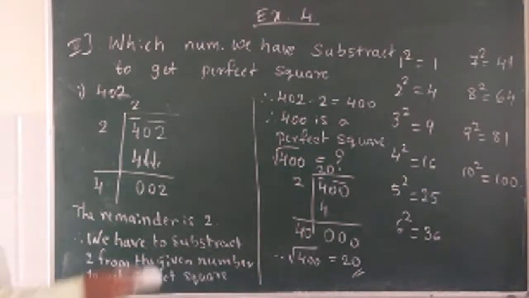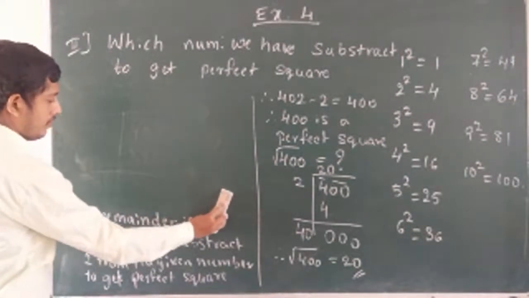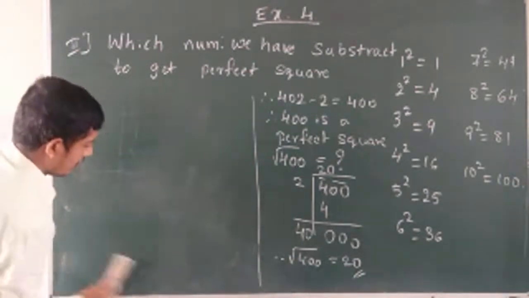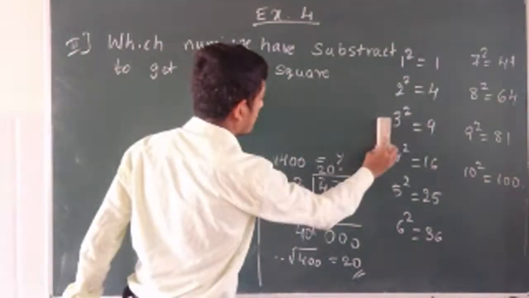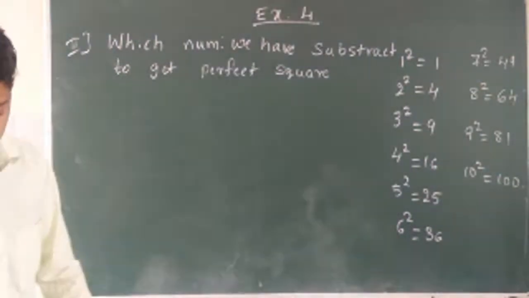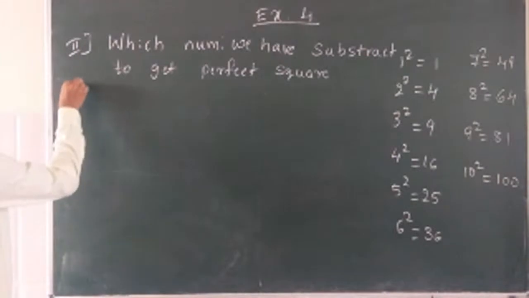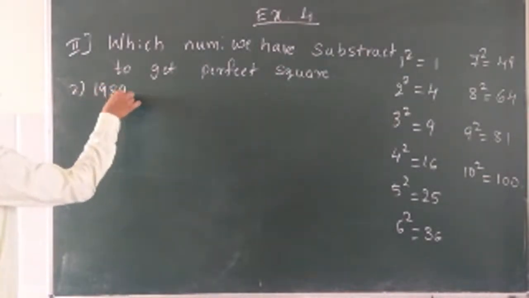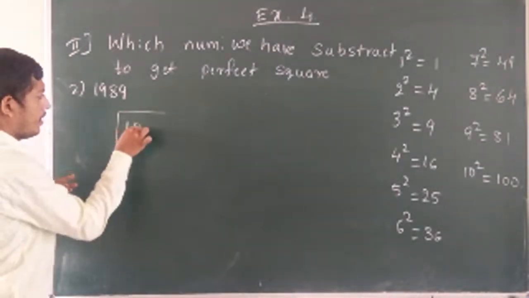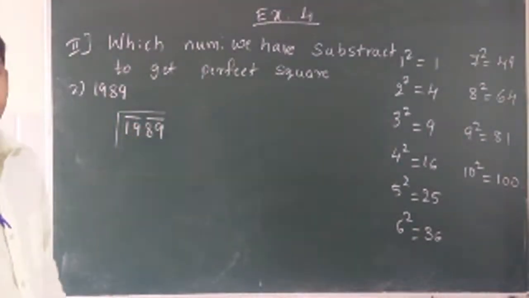Now I will solve the next problem. The next number is 1989. Just calculate fast. 1989. So from the right hand side we have to pair the numbers.